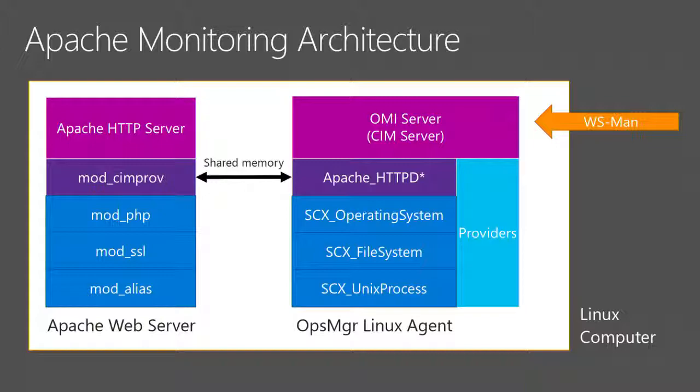You have the Ops Manager Linux agent, the same provider-based model as MySQL. You have an Apache HTTP server provider this time. And we actually have a shared memory segment between our Apache module and our OMI provider that enables us to get all the statistics that we need. So like I said, we'll lay down the SIM provider, mod SimProv, and you'll have to restart your Apache HTTP server in order for us to get fully equipped and get all those performance and health metrics.